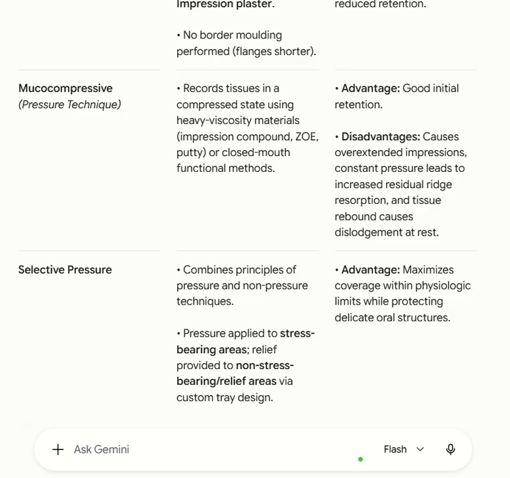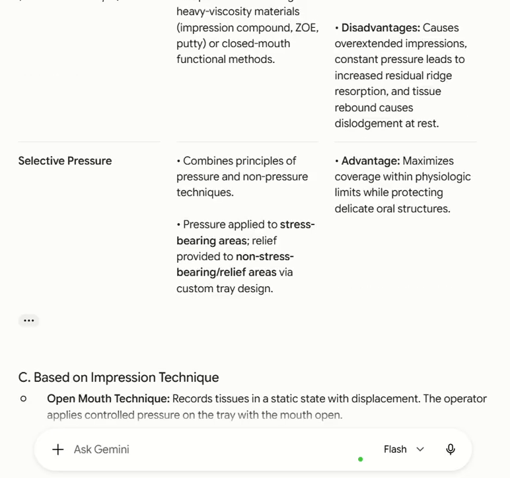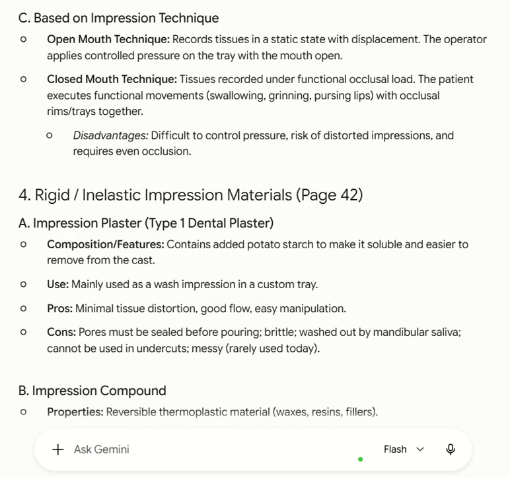Open mouth technique. Records tissues in a static state with displacement. The operator applies controlled pressure on the tray with the mouth open. Closed mouth technique. Tissues recorded under functional occlusal load. The patient executes functional movements, swallowing, grinning, pursing lips, with occlusal rims traced together. Disadvantages: difficult to control pressure, risk of distorted impressions, and requires even occlusion.